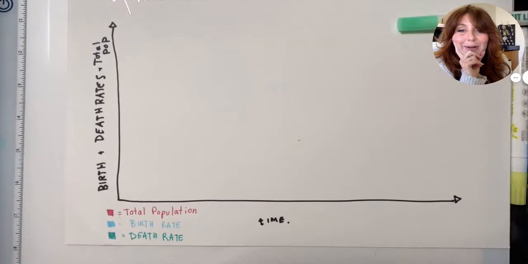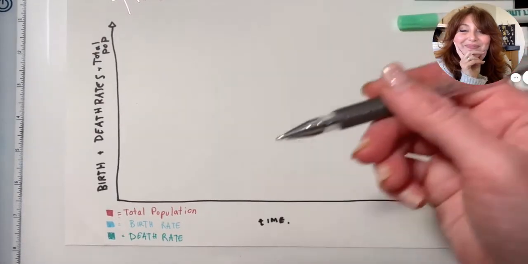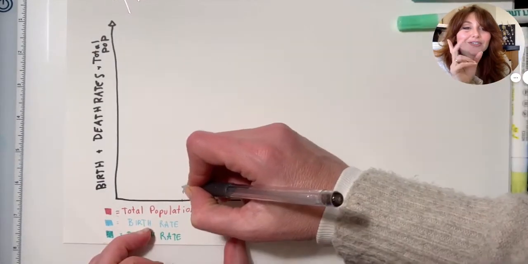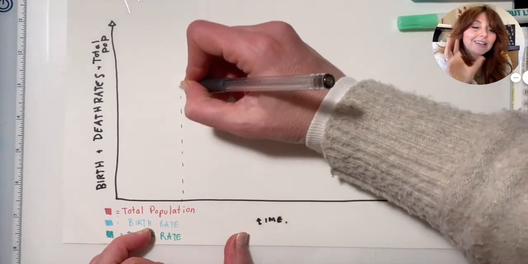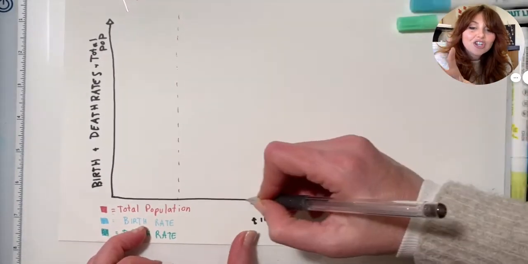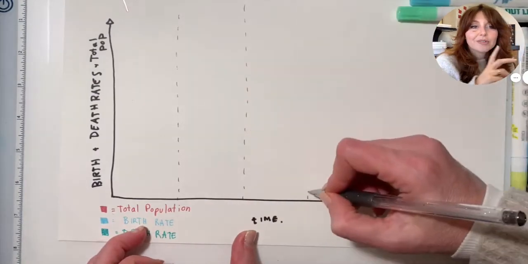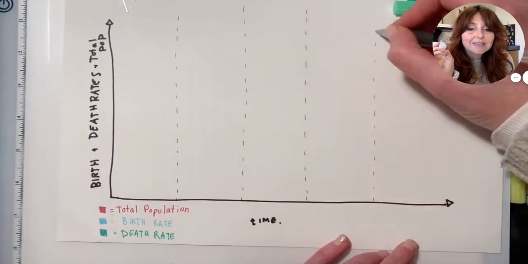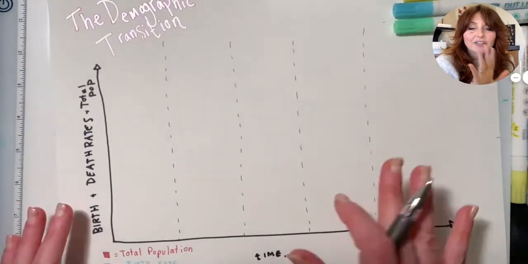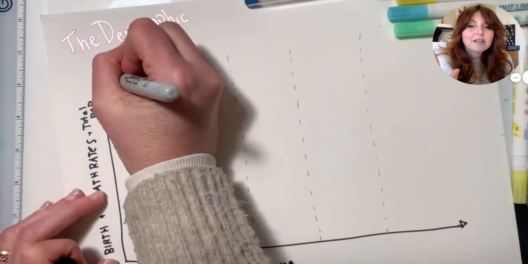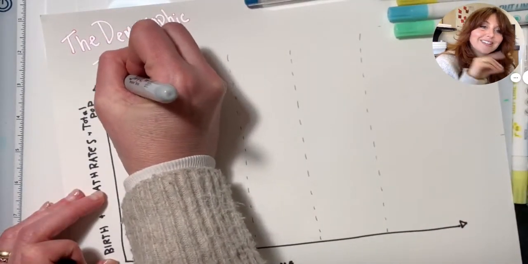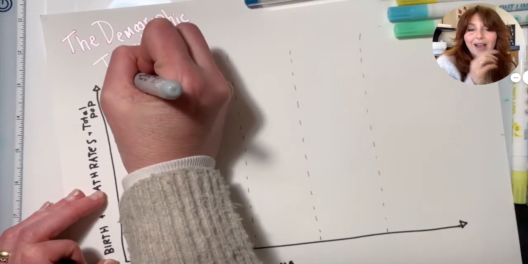All right, here we go. We are going to be separating and looking at the change over time in different societies of these 3 variables: population, birth rates, death rates. So we're going to have 5 different sections. We're going to have stage 1. We're going to have stage 2, stage 3, stage 4, stage 5.